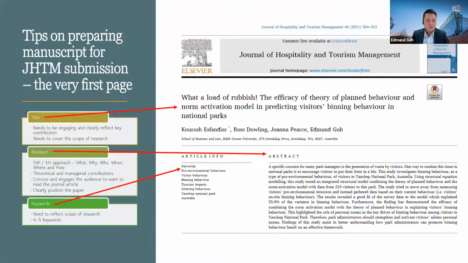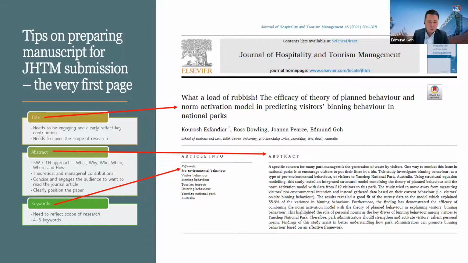Yep. So the what, why you're doing this research, who's the target market, the sample group, when do you conduct this research, where and how. Yeah. Within the abstract, there needs to be some indication of any theoretical and managerial contributions. Yeah, this could be a 1 or 2 liners. Okay. And more importantly, in your abstract, you need to clearly position the paper. Yeah. So the last thing you want is for someone to read the abstract and have no idea what this paper is about. Okay. As Sarah mentioned in the previous presentation, it's all about keeping it nice, simple, professional, and impactful.